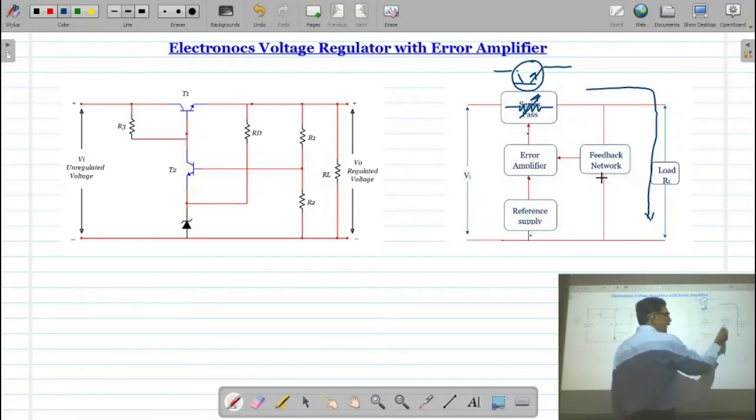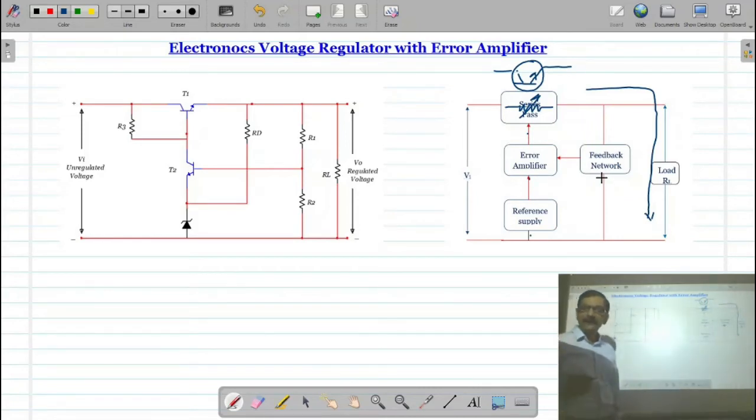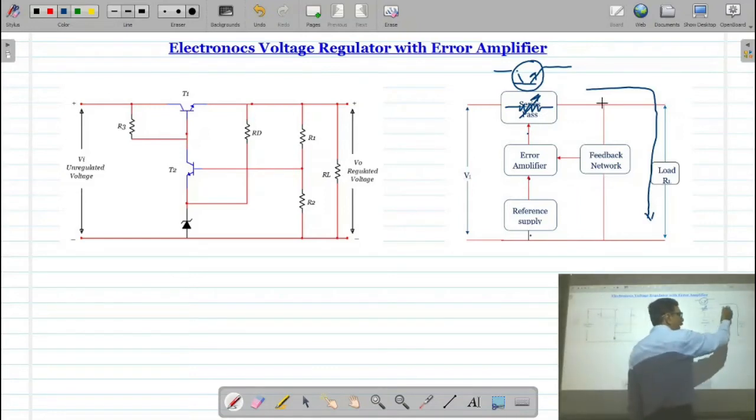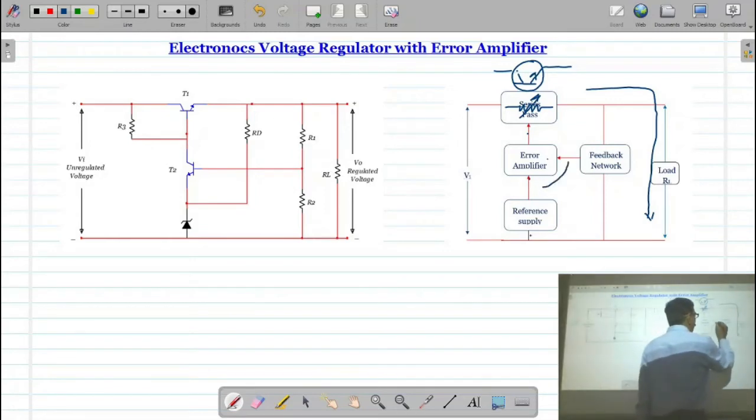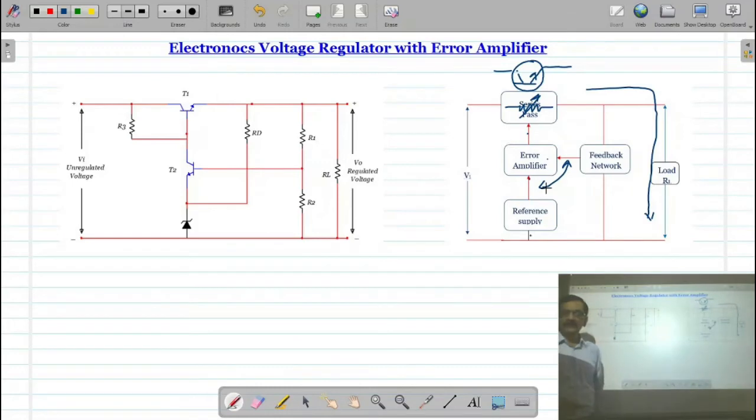Here we also have a feedback network, which is connected to the output. If the output voltage increases or decreases, the feedback voltage is given accordingly to the error amplifier. The error amplifier amplifies the difference between these two voltages, that is, the reference voltage and the feedback voltage.